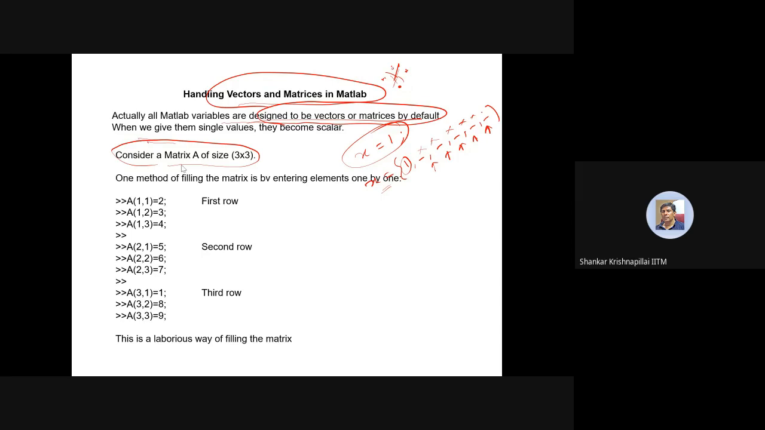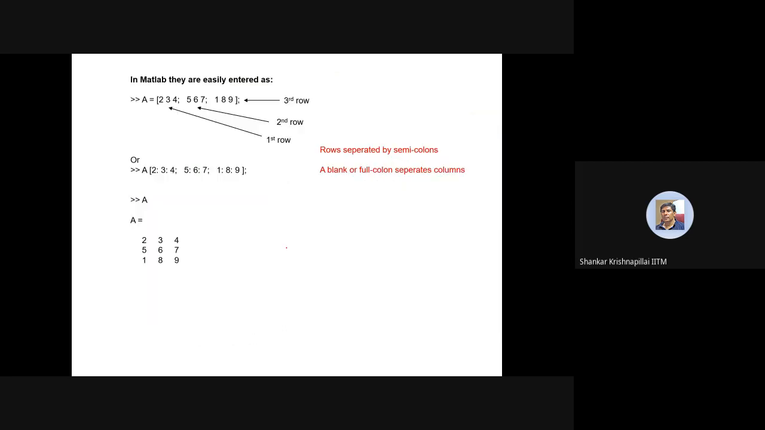So one method of filling the matrix is to enter the elements one by one. That is A11 equal to 2, A12 equal to 3, A13 equal to 4. Then you type A21, A22, A33. So this is very tedious. People don't use it like this.